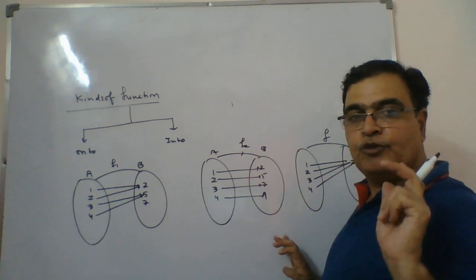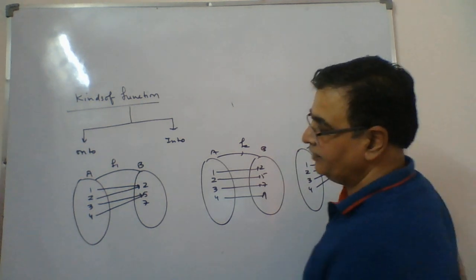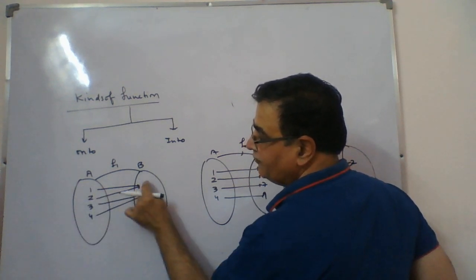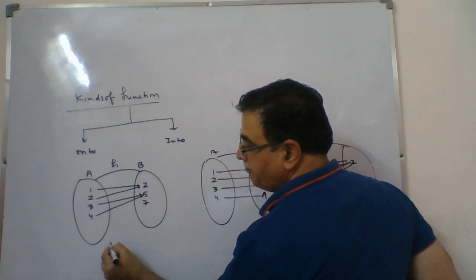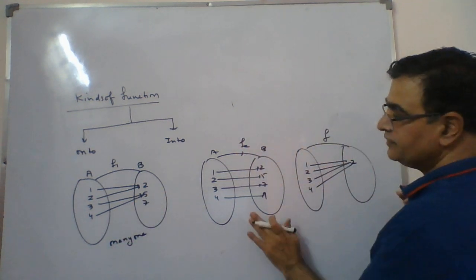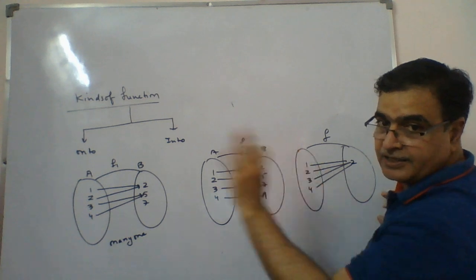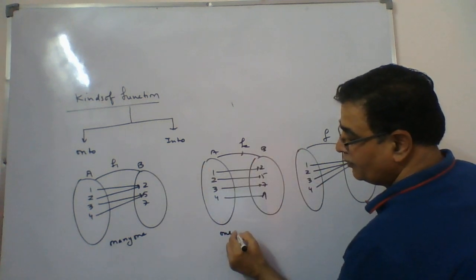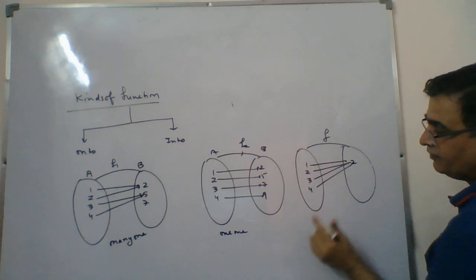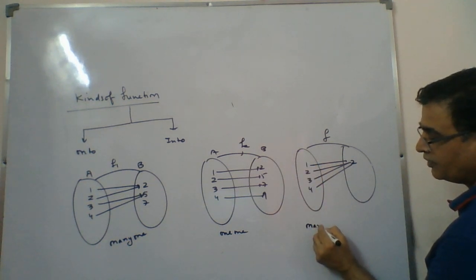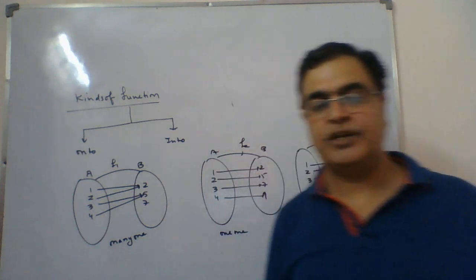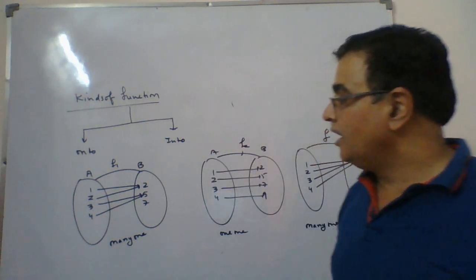First thing I'll ask, which one is 1, 1, which one is many 1? Here in this case, what you will find, different elements have the same image. So it will be many 1 function. In this case, each and every element has a different image, so it will be 1, 1 function. Here in this case, different elements have the same image, so it will be many 1 function. So we have decided which one is 1, 1 and which one is many 1.